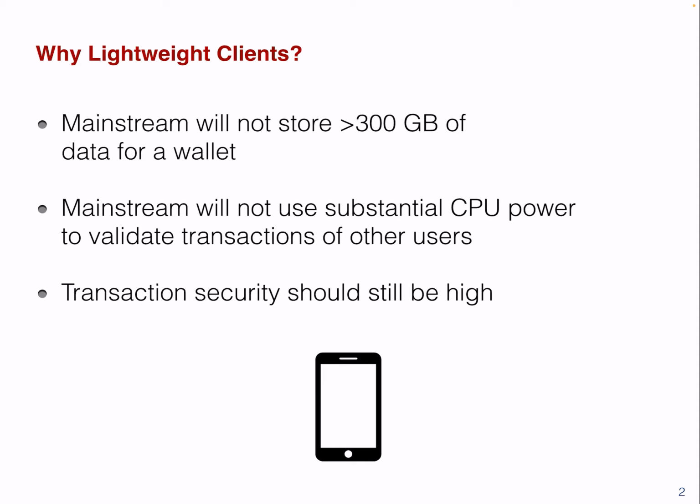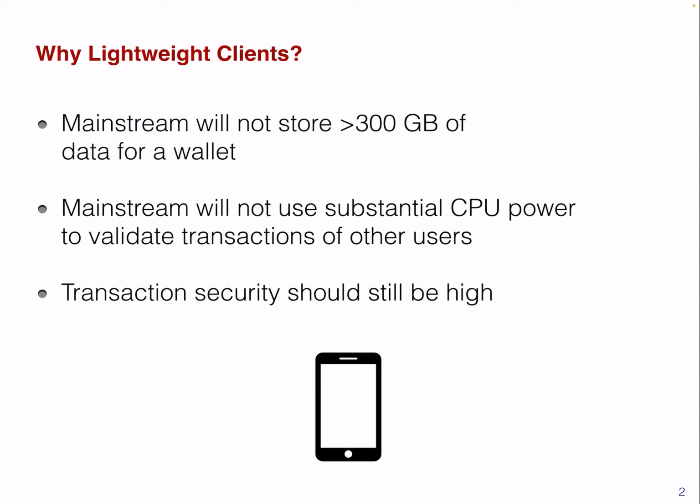So we need some kind of lightweight client, in the sense that it's less CPU intensive, less network intensive, and less storage intensive. Because we know that the mainstream will probably not use substantial CPU power to validate transactions of other nodes. So as a lightweight client, you're only concerned about your own transactions, and ideally you want some other participants to give you the transactions that are only relevant to you.